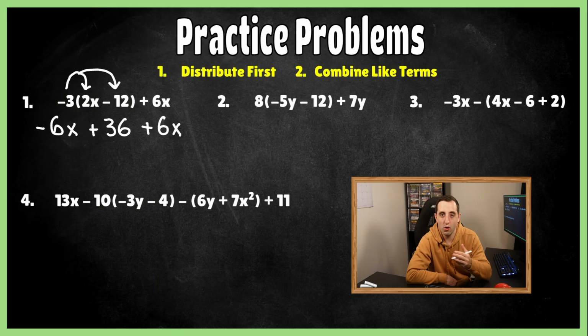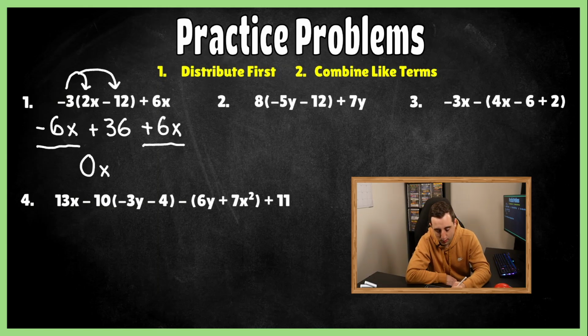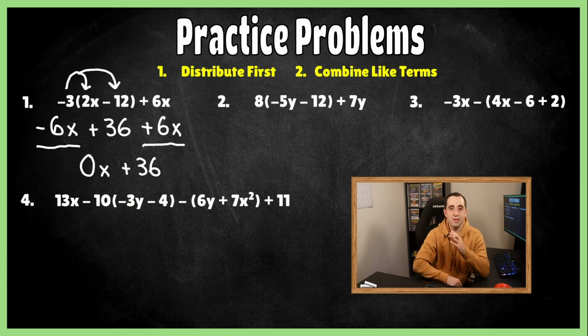And then we want to check to see, well, is there any like terms that we can combine together? And we have a negative 6x and a positive 6x. Now, I bet you some of you did this. Well, negative 6 plus 6 is 0x, and then we're going to bring down the plus 36. Now, I'm going to ask you, what is 0 times anything? Well, you get 0 back, right?